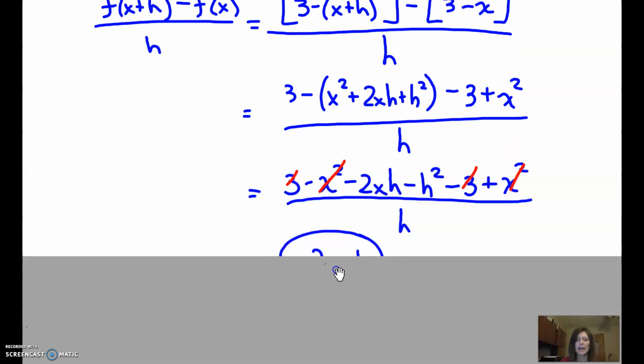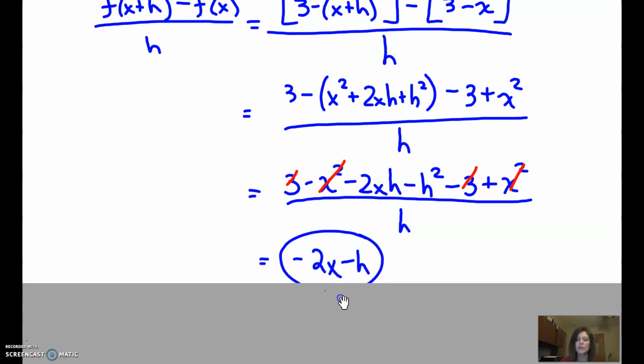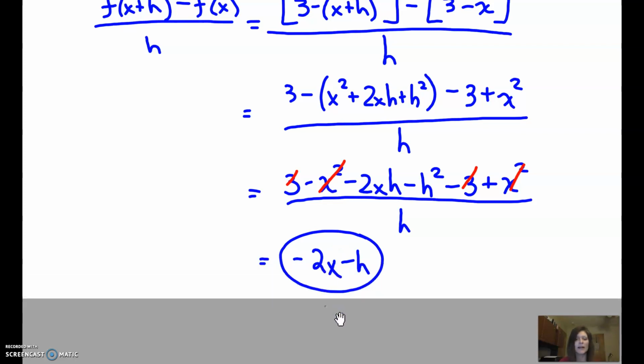So then I, again, have things that cancel. That's always going to happen with this. And when I reduce that down and divide everything by h, I get a simpler expression, negative 2x minus h. So this is telling me the slope of that secant line is going to vary depending on where it is along that graph, what that x value is.